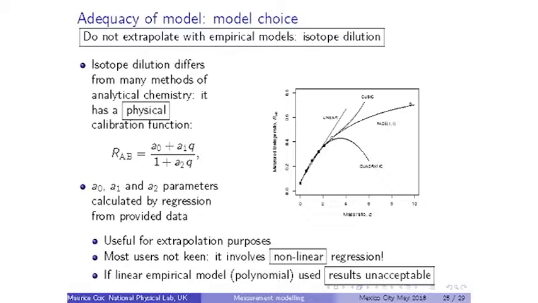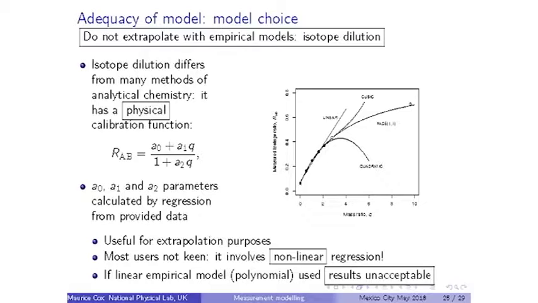We must ensure our model is adequate. We must ensure we make a sensible choice of model. And the message here is, do not extrapolate with empirical models. Never extrapolate with empirical models. But if you have an analytical model, a model based on a scientific law, a scientific principle, extrapolation is less dangerous. This example comes from isotope dilution, and this area is interesting because it differs from many methods of analytical chemistry because we have a physical calibration function.